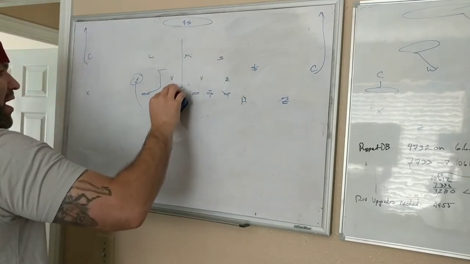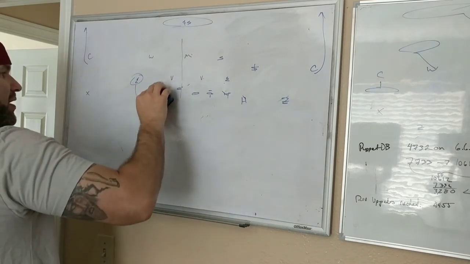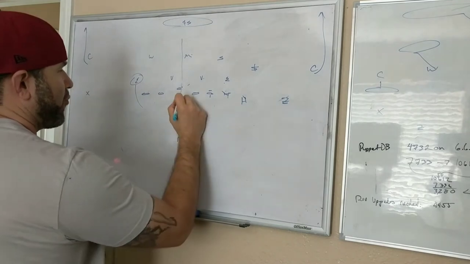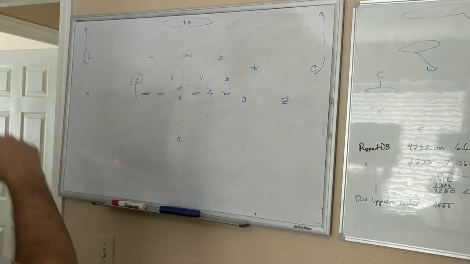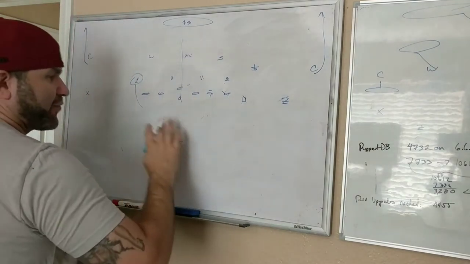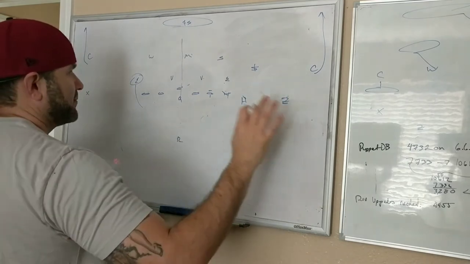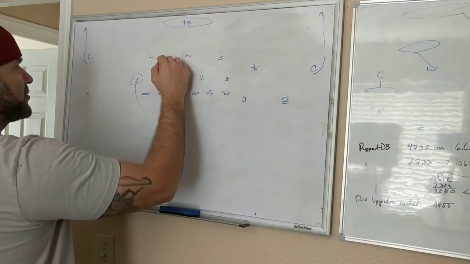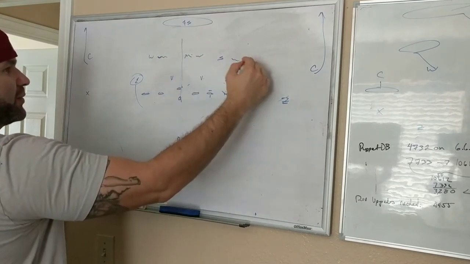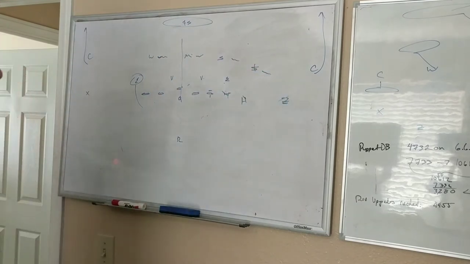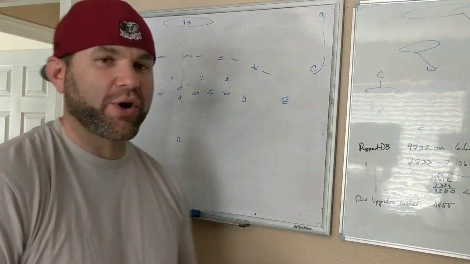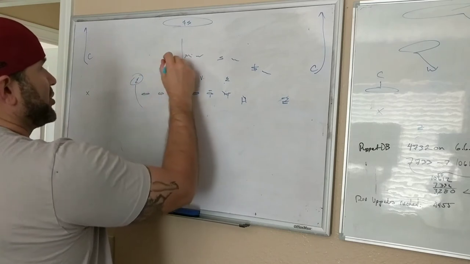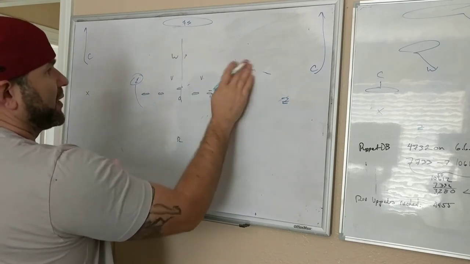So another run option against this cover three defense would be, simply put, same formation, we've got our trips right, okay? After we run this truck toss a few times, they're going to have a tendency to sort of anticipate with the flow where this play is going. You're not going to be able to run that over and over. That's just not going to happen, okay? They're going to simply eventually shift if you keep running it, right?